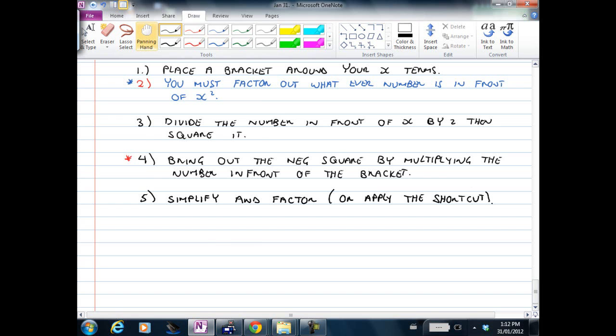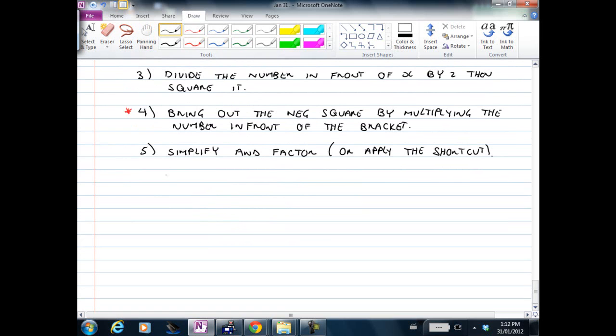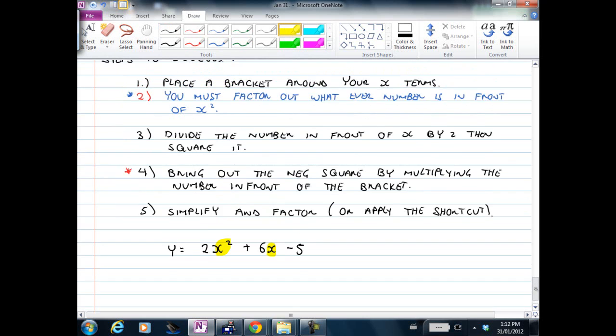Let's say I have this as your question. Y equals 2x squared plus 6x minus 5. Raman, is this the vertex form or the standard form? This is the standard form, because I have an x squared and I have an x. If you have an x squared and x in the same equation, that's called standard form. So let's follow my steps, and let's do this slowly.